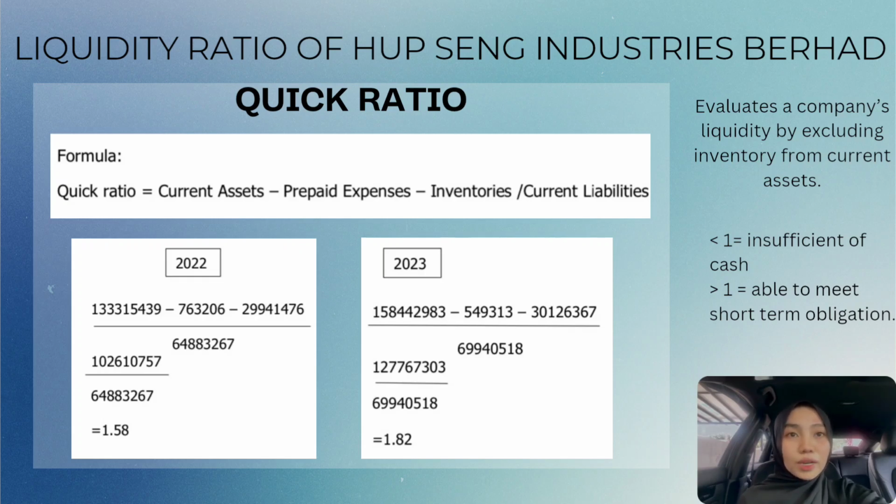The rise from 1.58 in 2022 to 1.82 in 2023 indicates that the company has become more capable of paying off its short-term debts with its most easily accessible assets. This is a positive development, showing a stronger financial stability without having to rely on selling inventory. It means that the company is in a better position to meet its obligations swiftly, which is reassuring for its stakeholders.